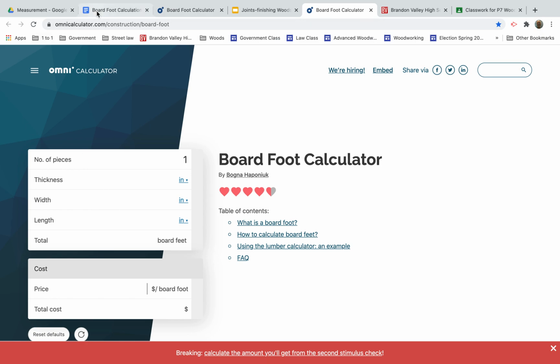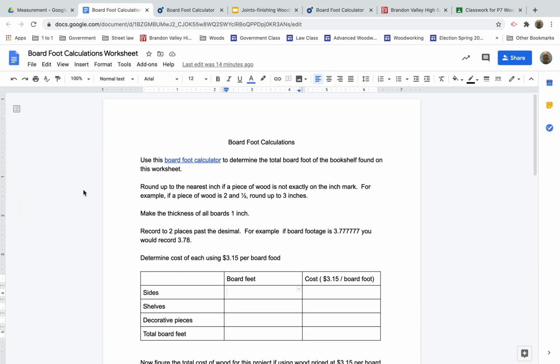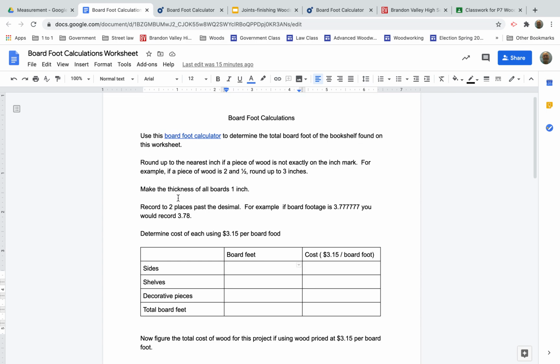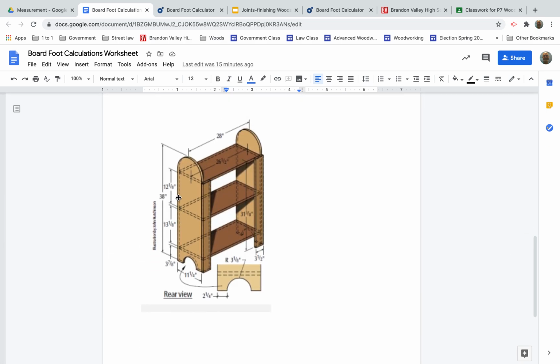All we have to have is measurements. So I want you to do that. This is a link that takes you right to that board foot calculator that I had. I want you to figure out the total board footage of this project here. When you do these projects, even though this area is cut off and rounded, you started with a regular piece of wood. So we'll figure out the total as if it was straight. We won't worry about how much was cut off on the rounded parts.